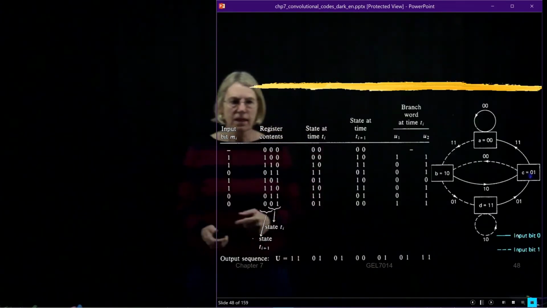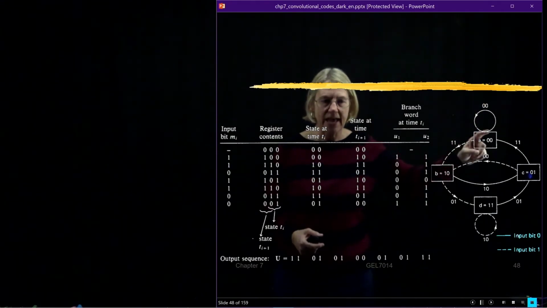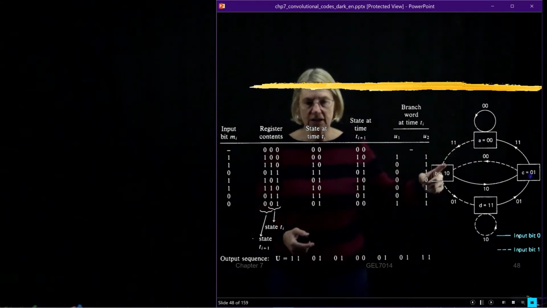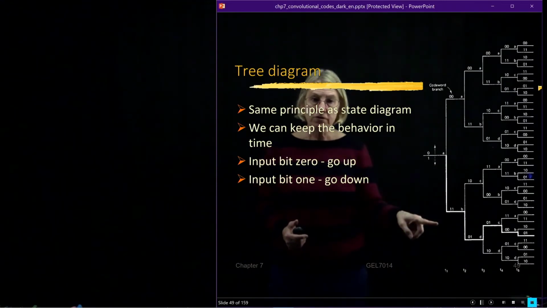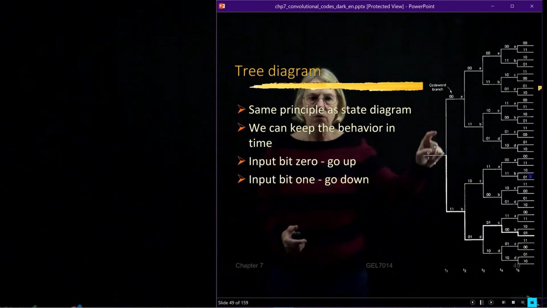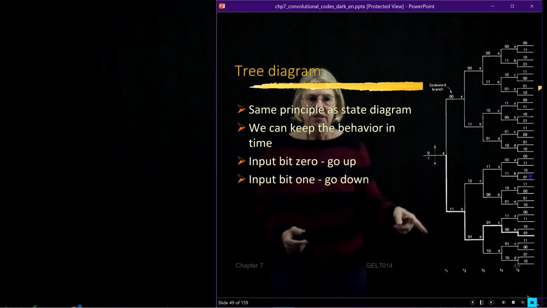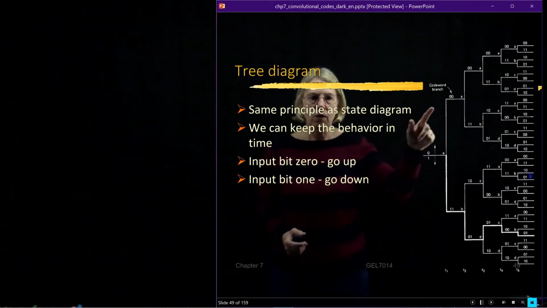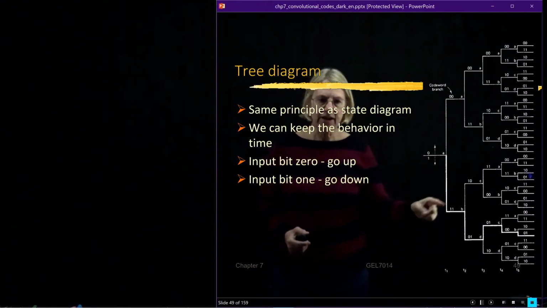And then here, if I start at A, there's a transition that goes back to A, and there's a transition that goes to B. So in the tree diagram, there's down, which is when a 1 occurs, and I use up for when a 0 occurs. So input bit 0, go up, input bit 1, go down. So if an input is 0, I go up, well I have to stay at A, at the same state, but if I go down, I go to B.